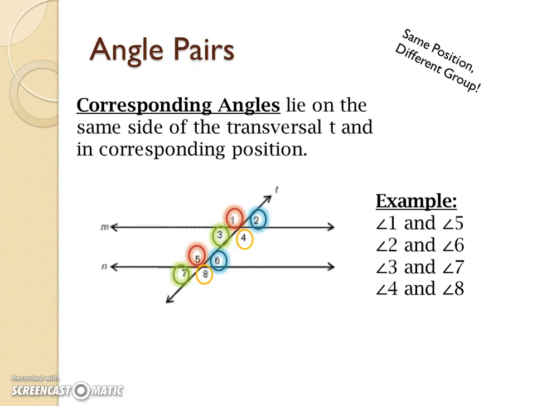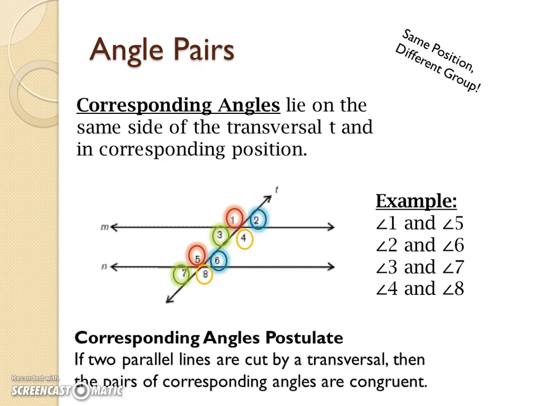Next one's corresponding. There's 4 pairs here. It just means same position. Angle 1 and angle 5 are in the top left position. Angle 2 and angle 6 are in the top right position. Angle 3 and angle 7 are in the bottom left. And angle 4 and angle 8 are in the bottom right. So just think same position is corresponding. Corresponding angles are congruent. So all of those angle pairs are the same measurement.